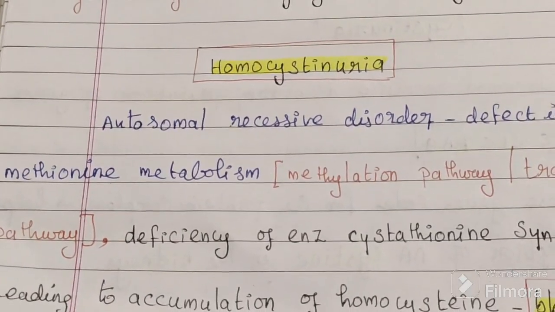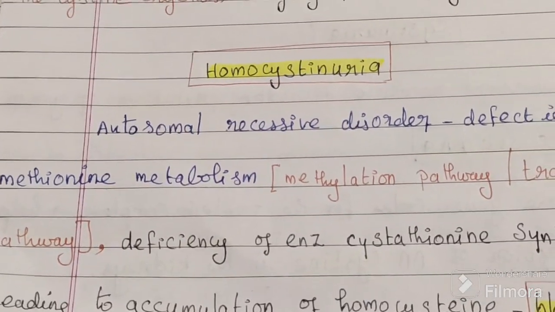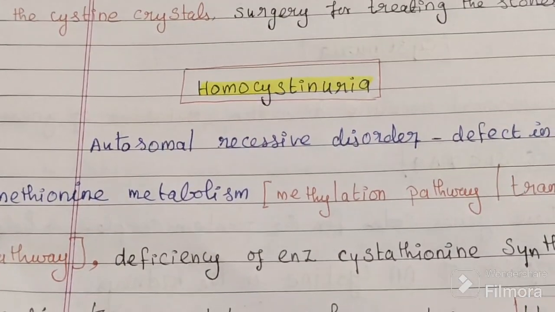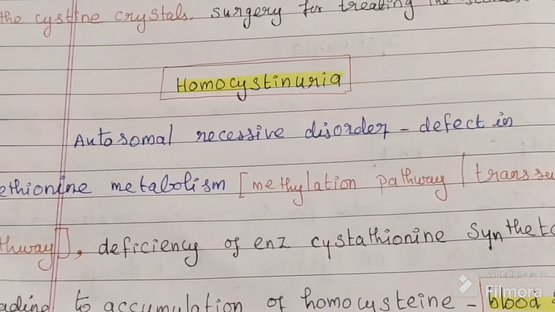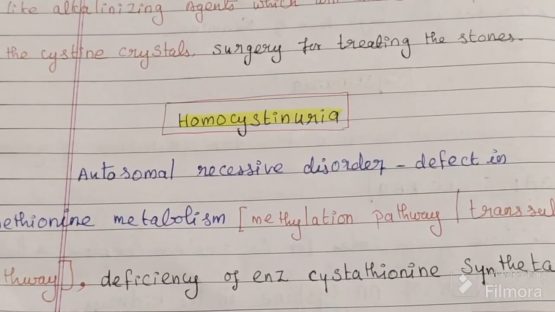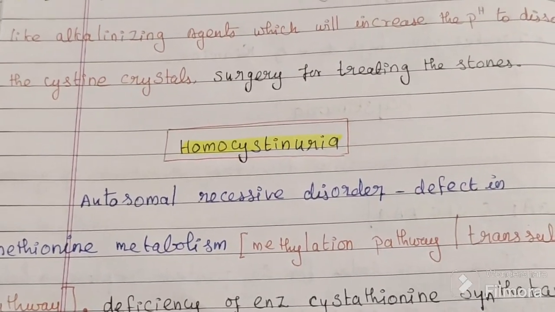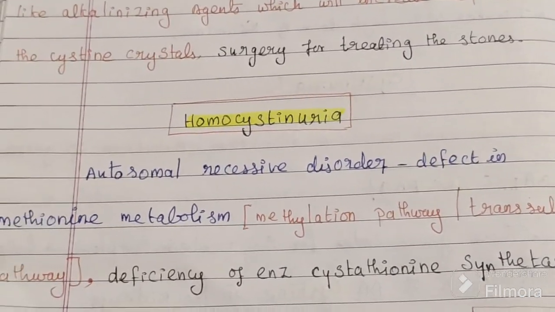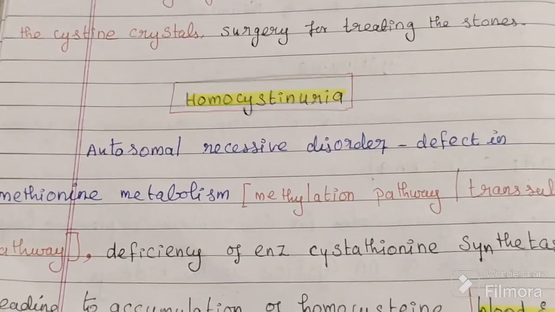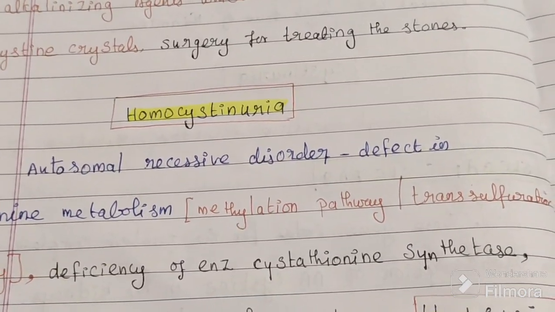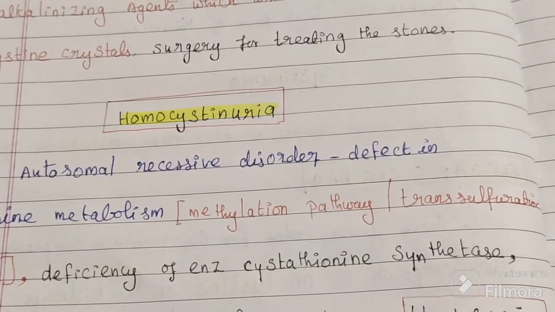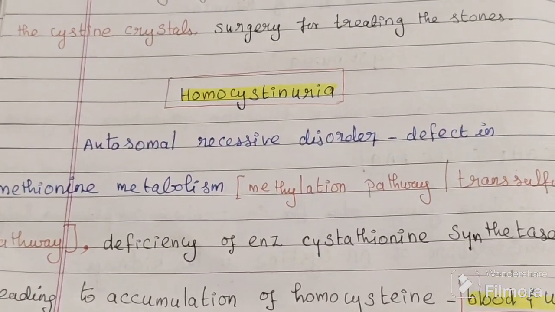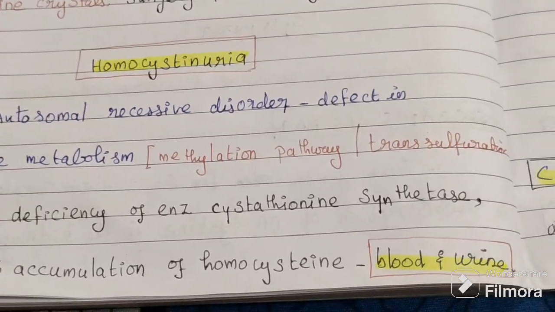Next condition, homocystinuria. Homocystinuria is an autosomal recessive disorder that occurs due to a defect in methionine metabolism, methylation pathway, or transsulfuration pathway due to deficiency of the enzyme cystathionine synthetase, leading to accumulation of homocysteine and its metabolites in the blood and urine.